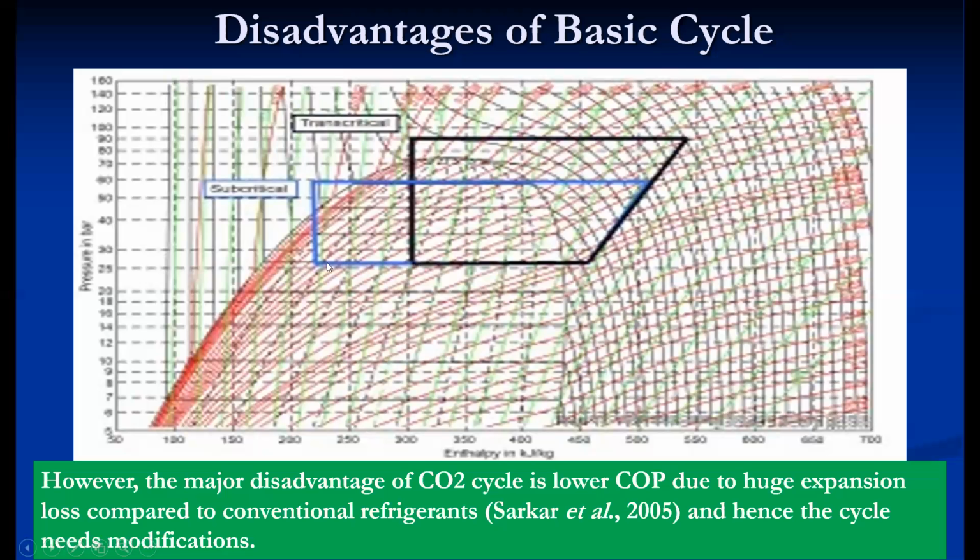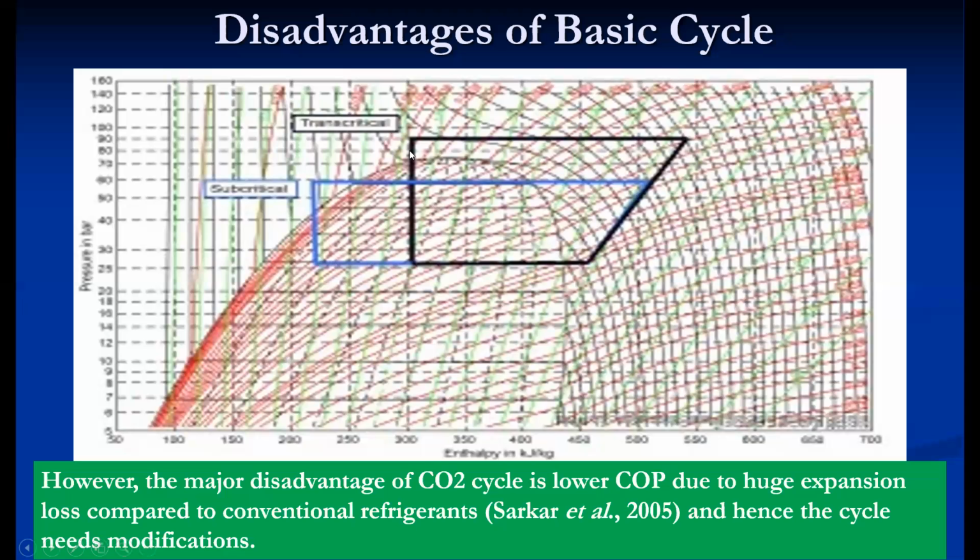That means almost 15 to 20% of the refrigerant is vaporized, and that refrigerant doesn't take part in the refrigerating effect during the evaporation process. So there are 15 to 20% expansion losses already in the conventional system. But these losses are more in the transcritical cycle. These losses increase to 40 to 45 or 50%. That is a huge expansion loss.